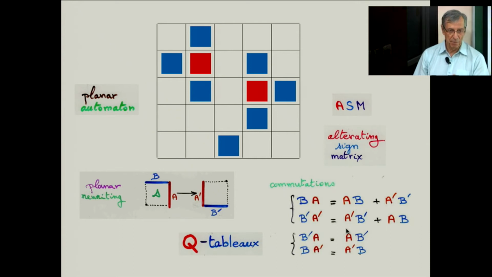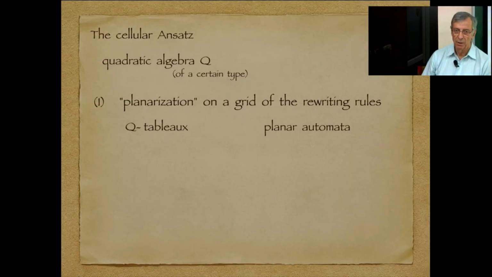In these courses, I will have some more complicated quadratic algebra, and this is a typical one with 4 generators, 4 equations, and this quadratic algebra is related to alternating sign matrices. This is a Q tableau of this quadratic algebra. So this will be at the end of the class. There are many open problems about alternating sign matrices, and so this was the first step.